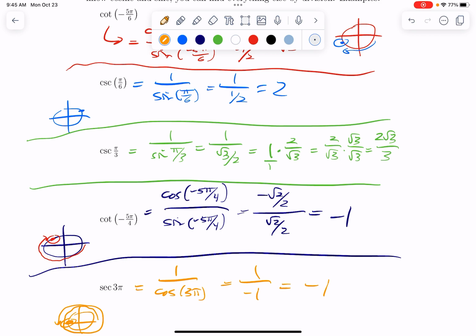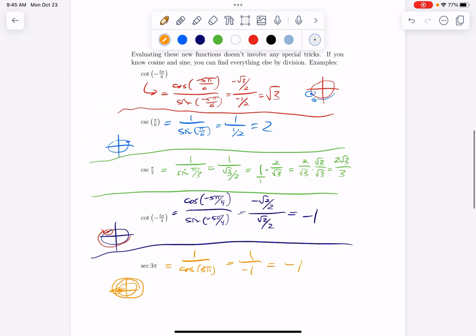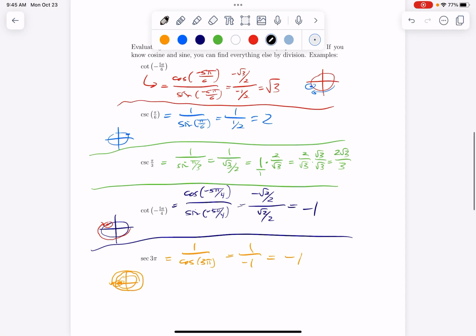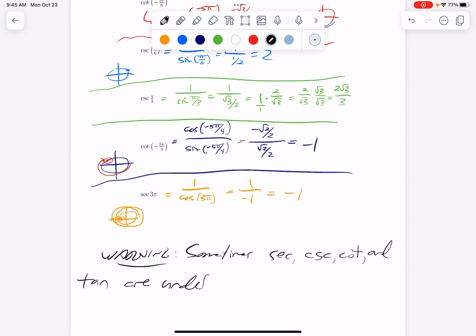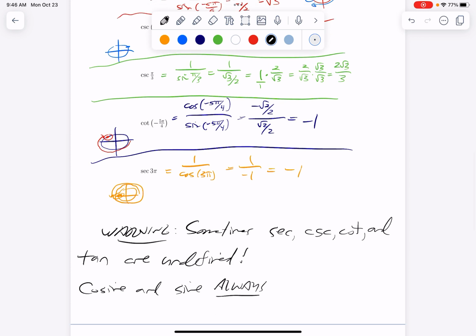So I'll just point out in these examples that I cooked up somewhat randomly, we always got an answer, but I will just give you a warning. Sometimes secant, cosecant, cotangent, and also tangent, we'll just do that as a reminder, are undefined. Computing these sometimes involves division by 0. But I'll point out that cosine and sine always have values. We're just finding a coordinate on the unit circle. There's no division involved.